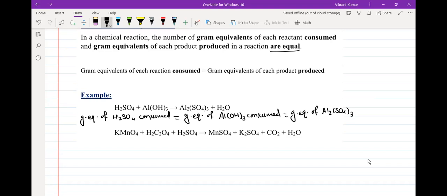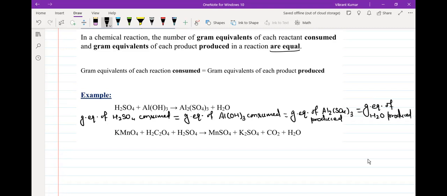That means available sometimes can be more than that if I'm having one of the reactants as a limiting reagent, है ना? So I'm saying consumed and produced will be equal, not available. Available तो मैं कितना भी डाल सकता हूँ, है ना, reactor के अंदर. This will be produced, and similarly this will be equal to gram equivalents of H2O produced.